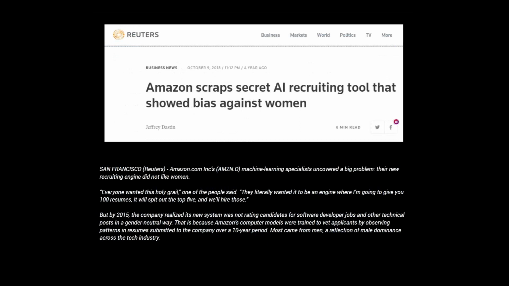And as you can see there in the second paragraph, they said, what we want is an engine that's good. When we give it 100 resumes, it'll spit out the top 5 so that we can actually get the best people in the job. But as it turns out, the system was not ranking candidates for developer jobs in a gender-neutral way. The problem is that it was biased towards males. It was misogynistic because the data it had been trained on reflected the fact that over the last 10 years, the field had been dominated by men.